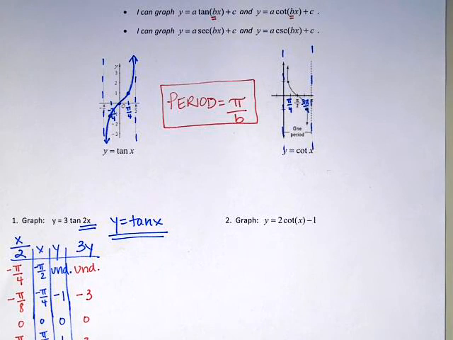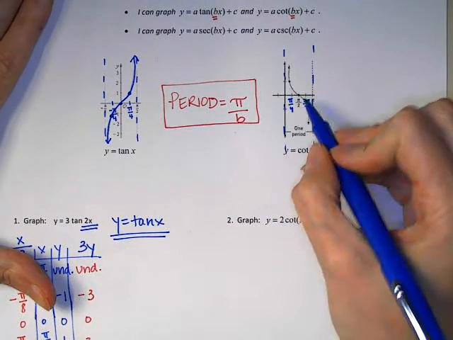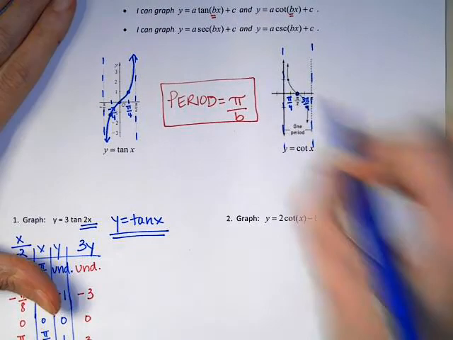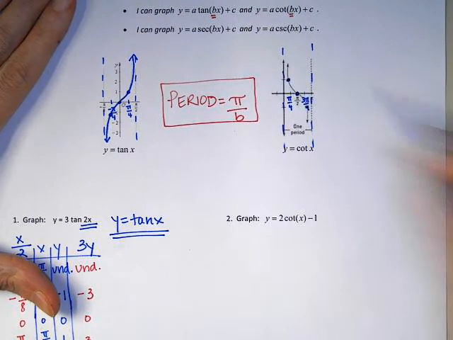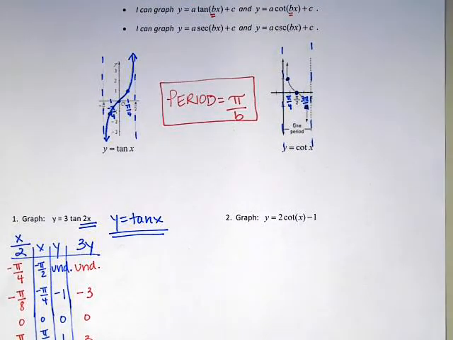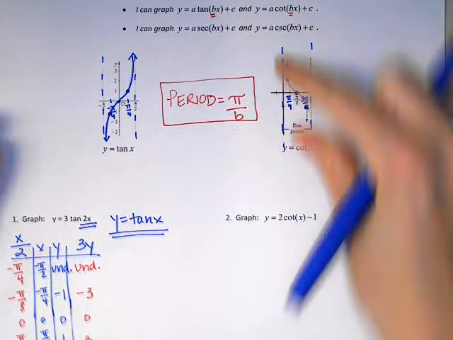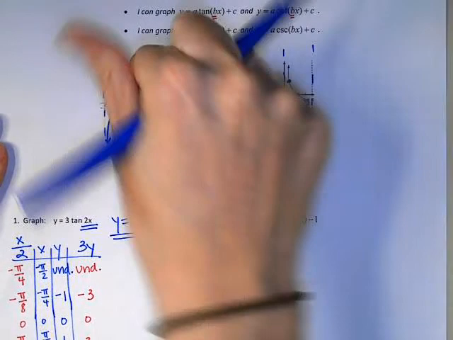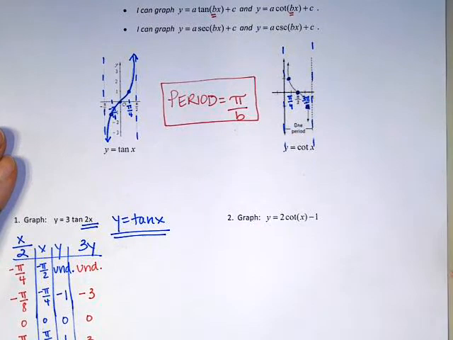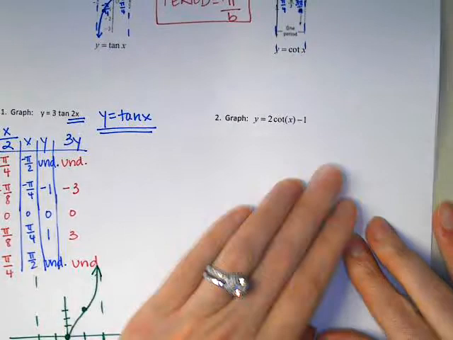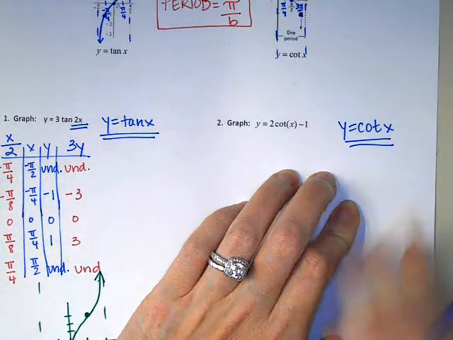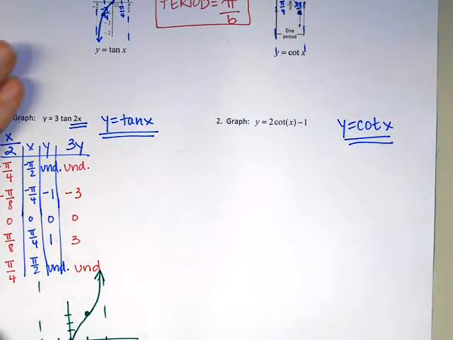Now cotangent, if you guys follow the unit circle, cotangent is 0 at pi over 2. It's 1 at pi over 4. And it's negative 1 at 3 pi over 4. So cotangent almost looks just like a flip of tangent, but the asymptotes are different and the key points are different. Okay, so number 2, let's go ahead and graph cotangent of x without any shifts.